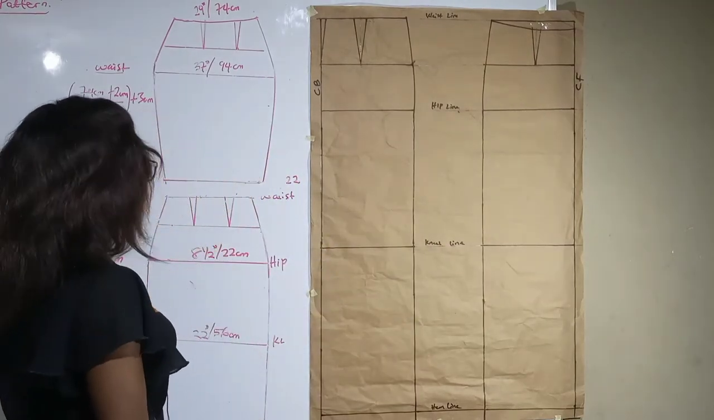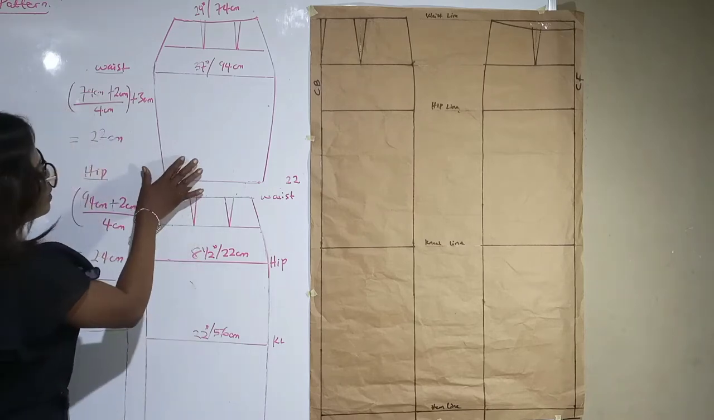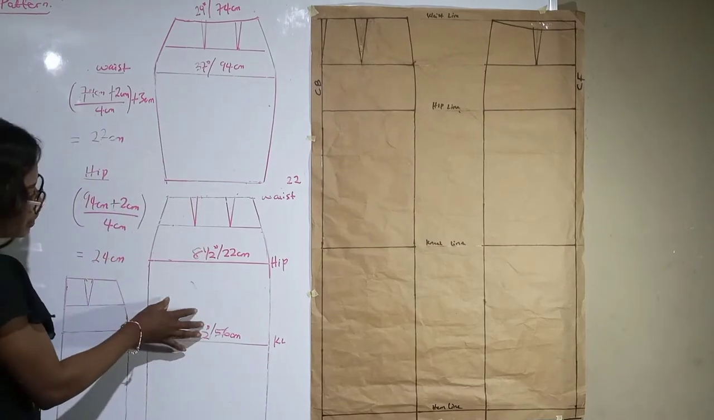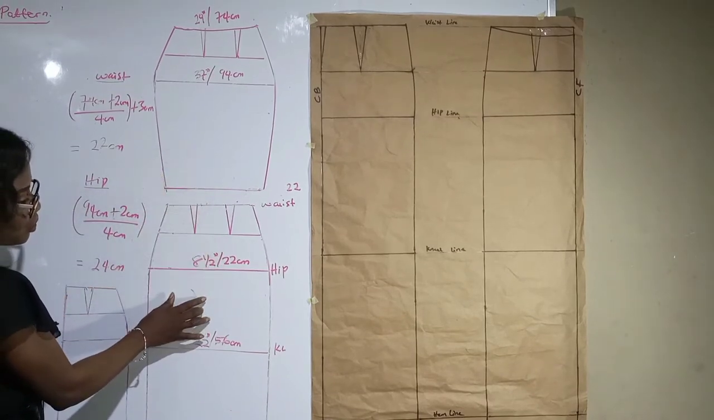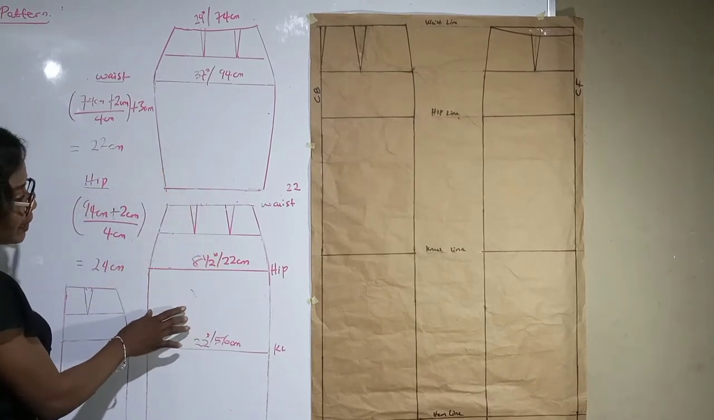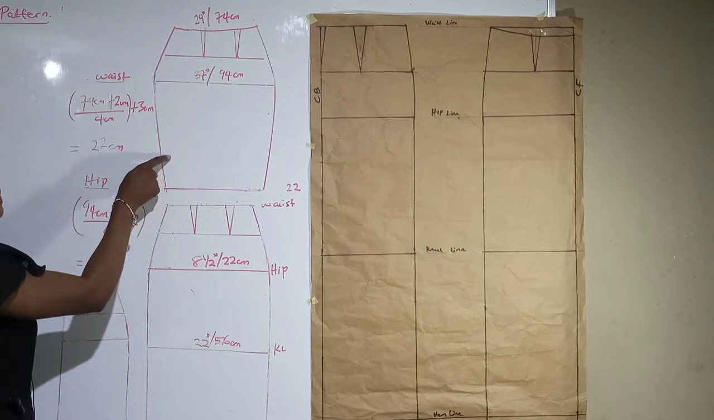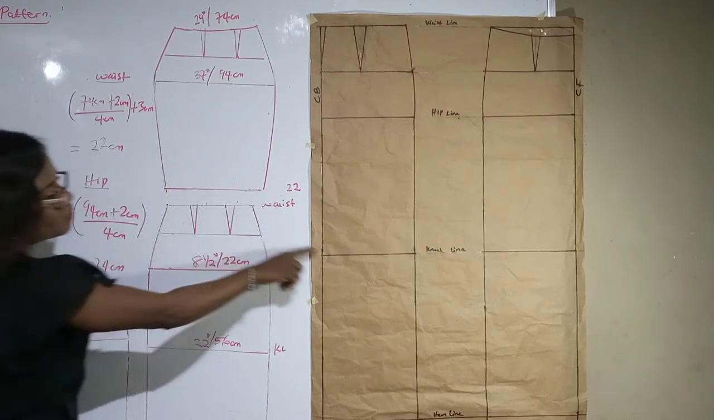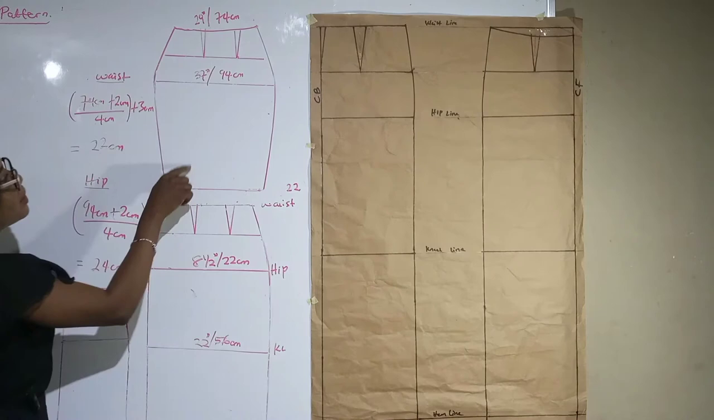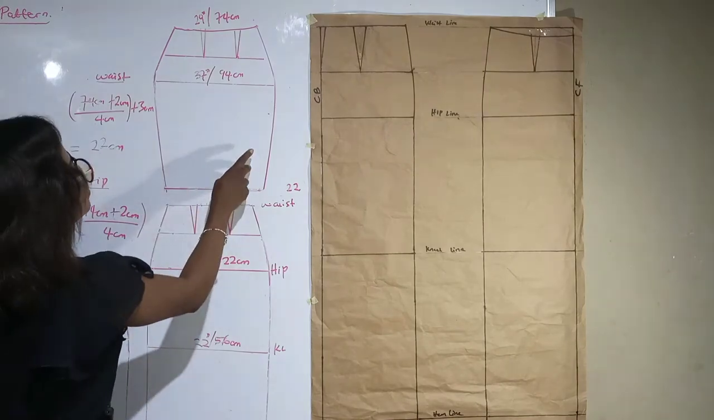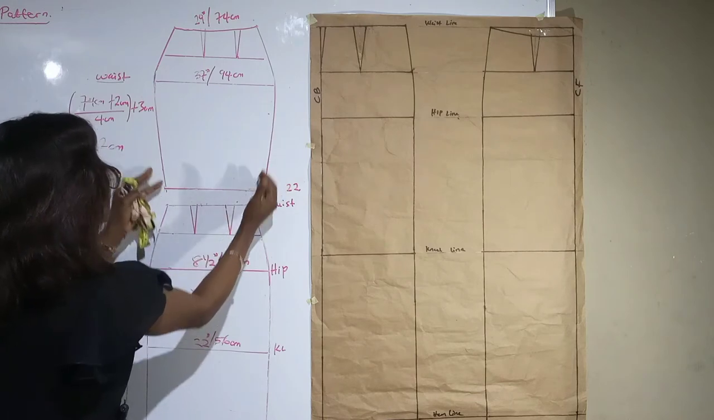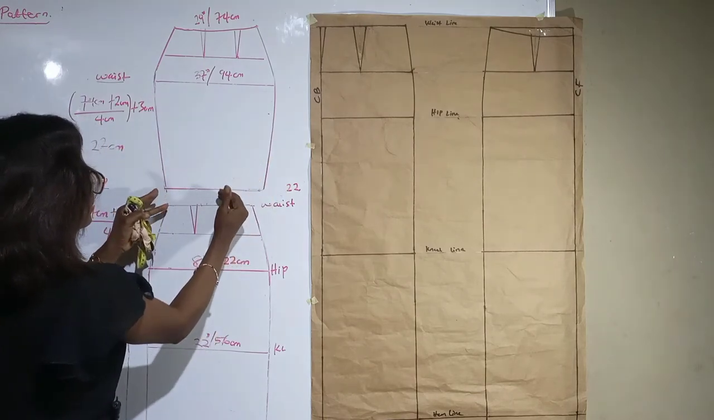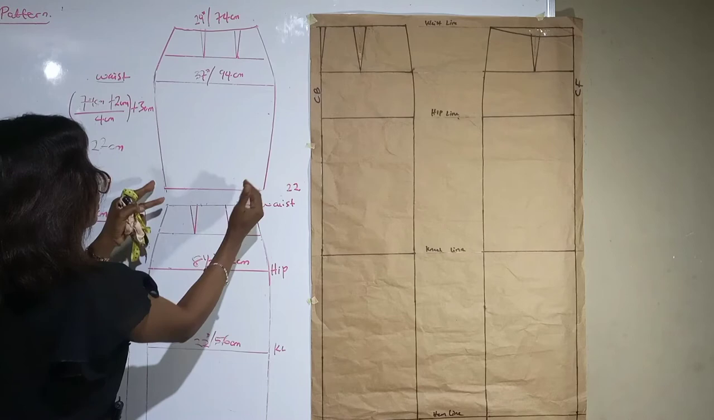Now, if you look at this skirt, I tried to bring out different skirt lengths to further explain. This is a short skirt of knee length. You can see that at the knee it's a little bit fitted towards the knee. This is a short pencil skirt, a knee length pencil skirt.